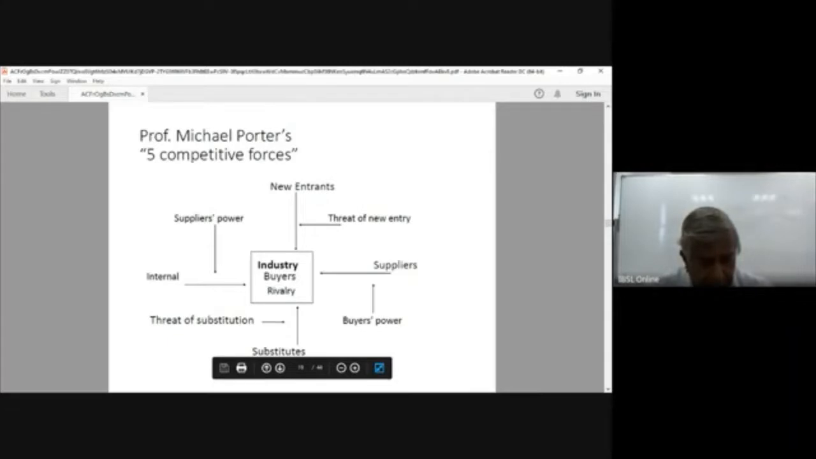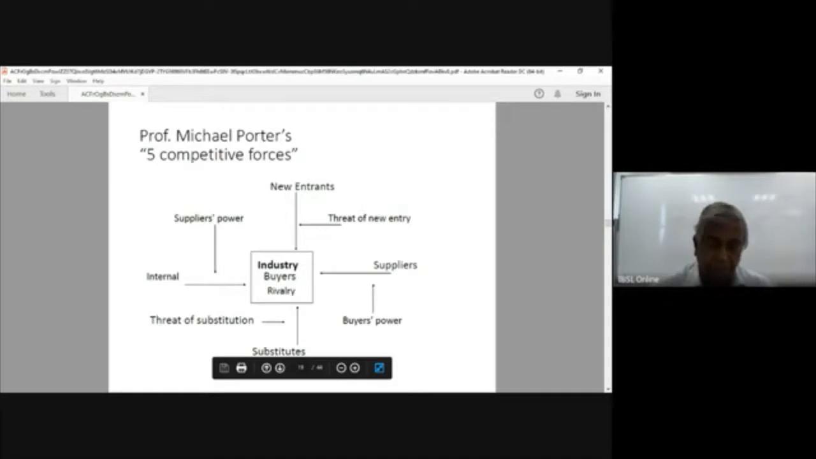Internal rivalry. Right. Okay. So what does it mean, internal rivalry? The companies already operating within the industry. Internal rivalry, the rivalry among them. This is one force.